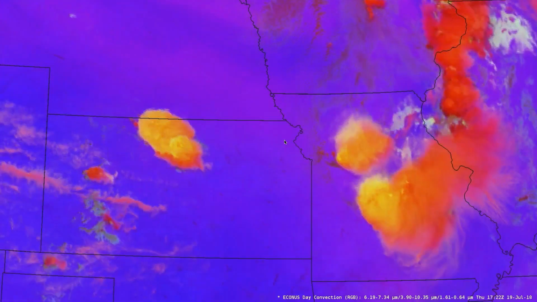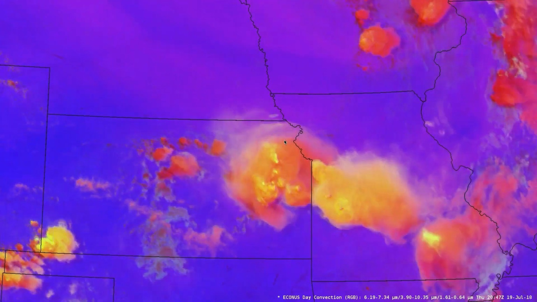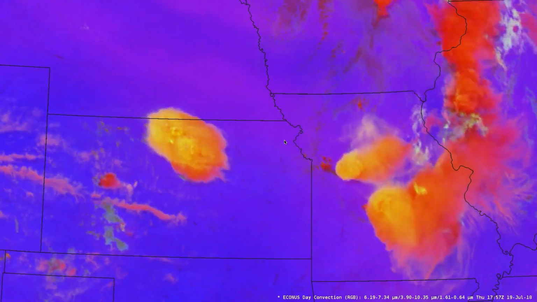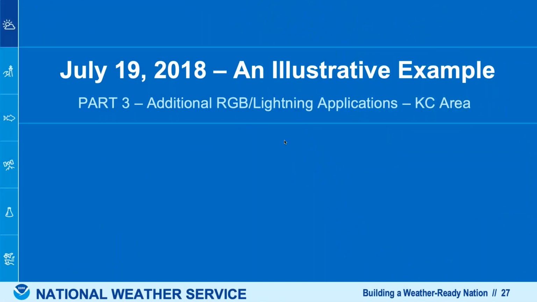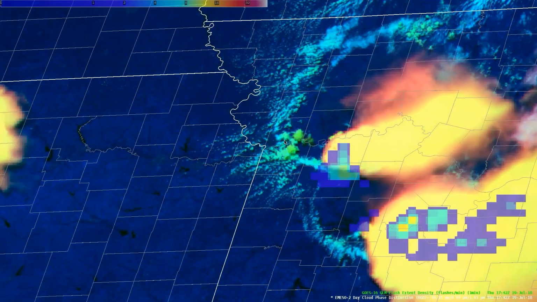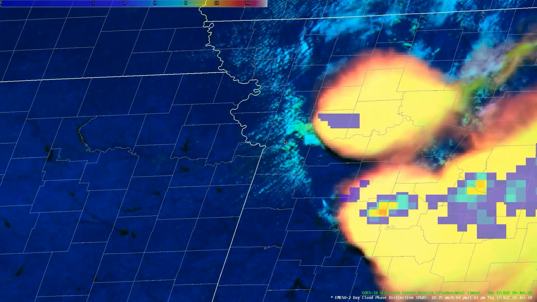So for the final section of the three-part case study, I'll turn it back over to Matt to talk a little bit more about another RGB and lightning data. Okay, thanks, Kim. And as Kim alluded to, we're going to take a look at some additional applications of one more GOES-16 RGB and lightning data. And for this, we're going to be kind of focusing in on that convection that we just saw on the day convection RGB developing near the Kansas City area.